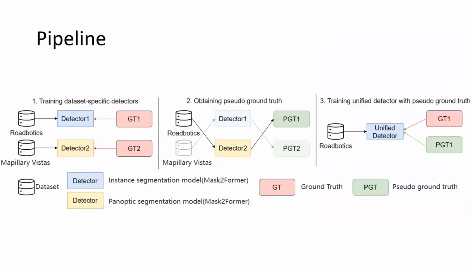So let's introduce the pipeline of the method. First, we train dataset-specific detectors on both datasets. We run inference on images from the robotics dataset using the model trained on the Mapillary Vistas dataset, with which we can detect the lane markings. We then add pseudo labels to the original images from the robotics dataset. With the pseudo-label dataset, we fine-tune and get a detector that also detects lane markings now.